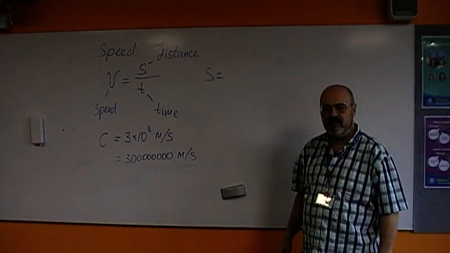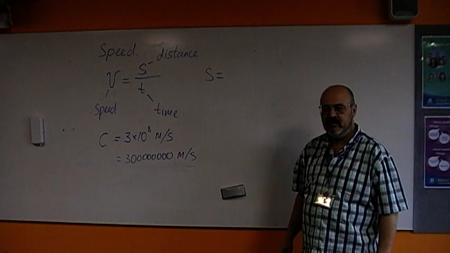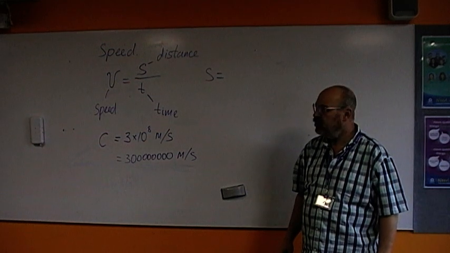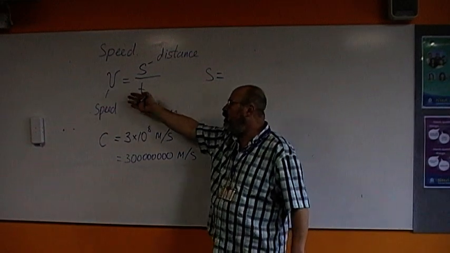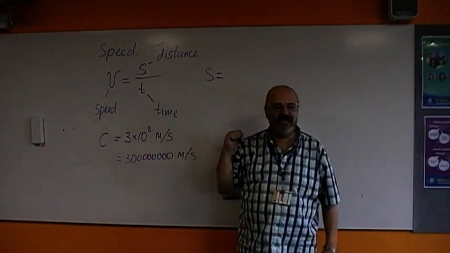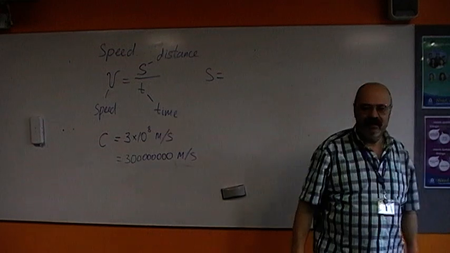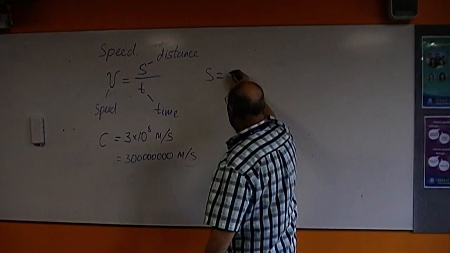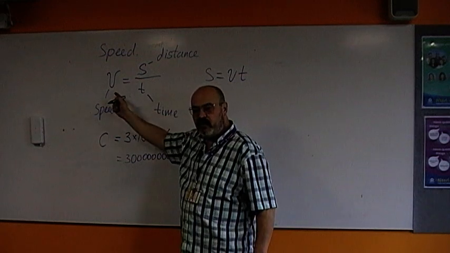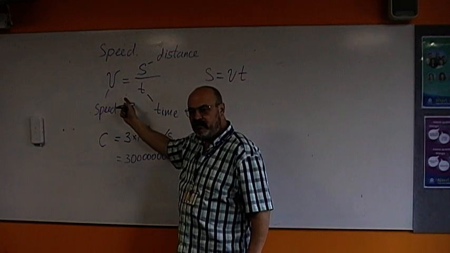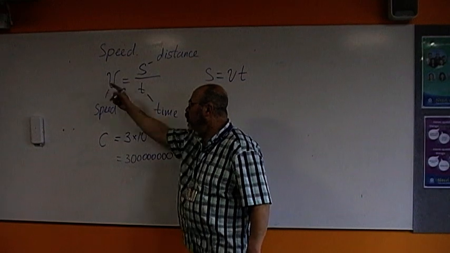Divide both sides by time. Distance, how far? We don't know how far. If you rearrange the formula, V equals S divided by T, what does S equal? V times T. S equals V times T, because we need to multiply both sides by time. It cancels out, and we have Vt.